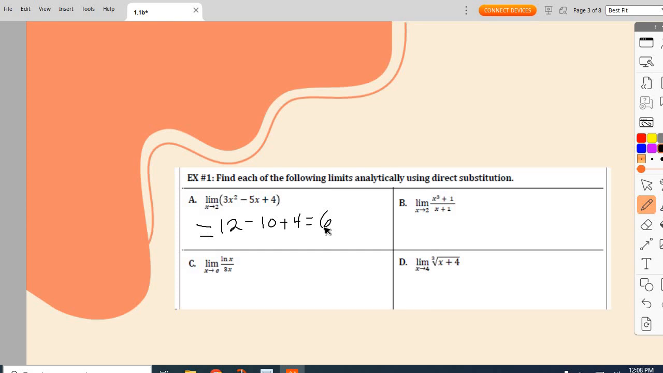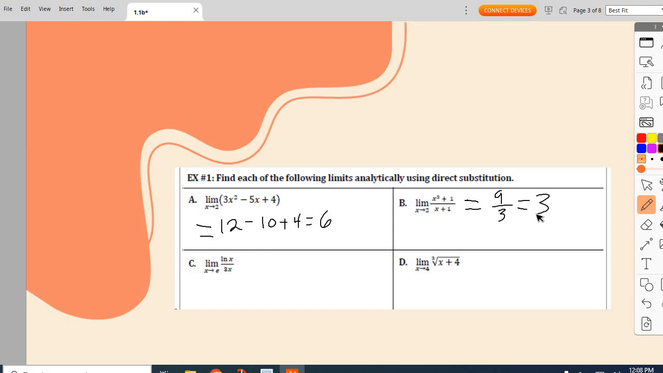Alright, on our next one, we have a rational. Can I still plug in if I have a rational? Yes, but something we have to double check for is if the denominator is 0. If our denominator ends up being 0, then we have to do something else. However, in this case, what do we get? 9 over 3, which is 3.